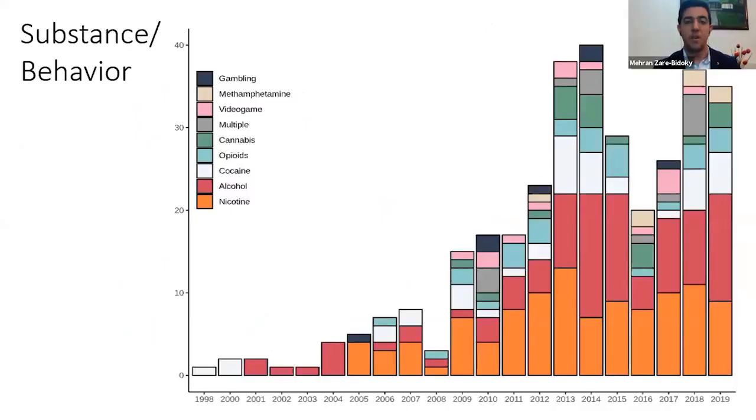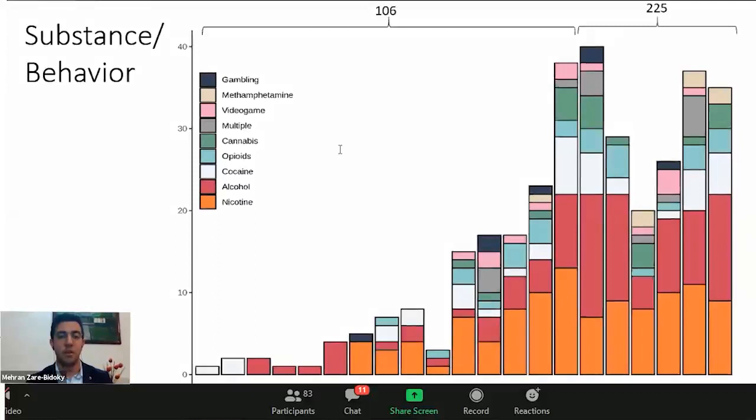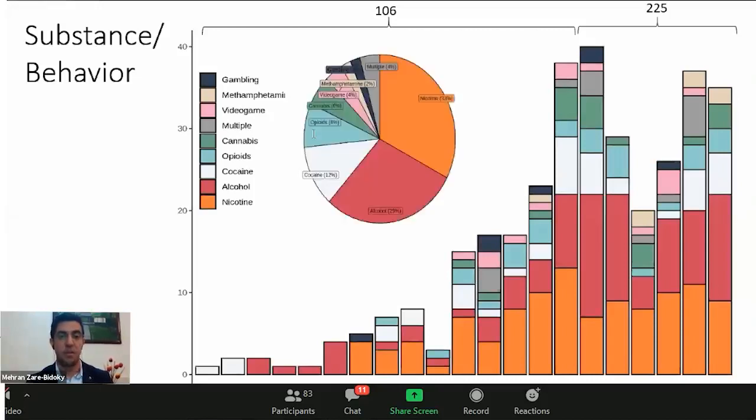The first fMRI reactivity study among people with addiction was conducted in 1998, and as you can see, there is an overall increase in the number of studies each year after that. Among 331 articles, 225, meaning around 70% of the studies, were conducted in the last 8 years, and it shows the highly increasing interest of researchers to conduct their studies in this field. The most commonly investigated substance or behavior was nicotine, followed by alcohol, cocaine, opioids, cannabis, video games, methamphetamine, and gambling.